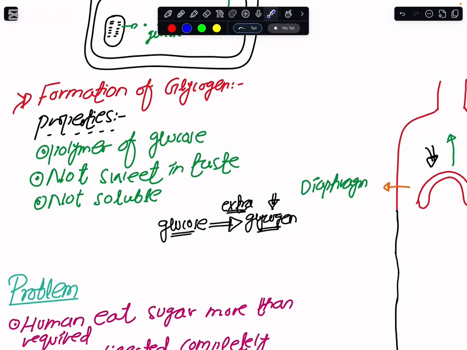As for the glycogen, we should know that this again is a polymer of glucose, and this again is not sweet in taste, and this again is not soluble.